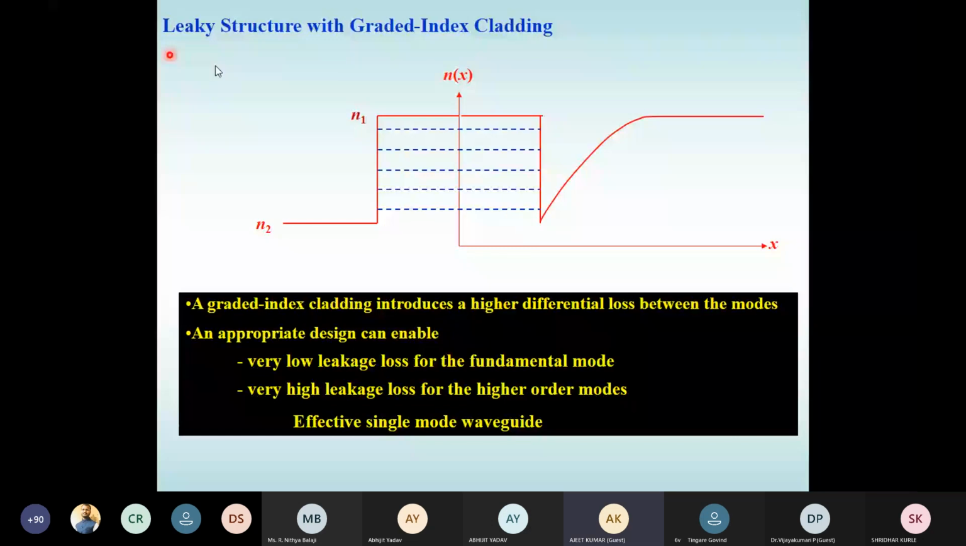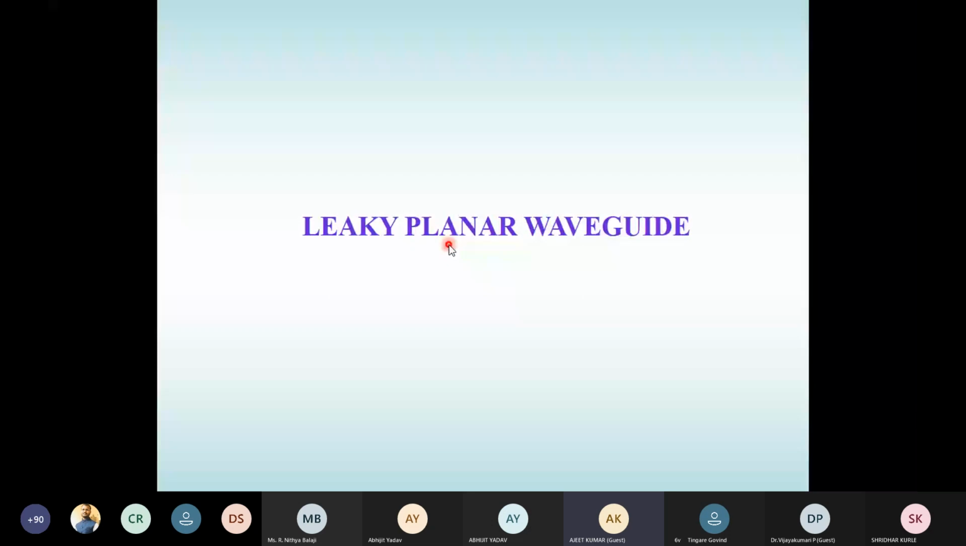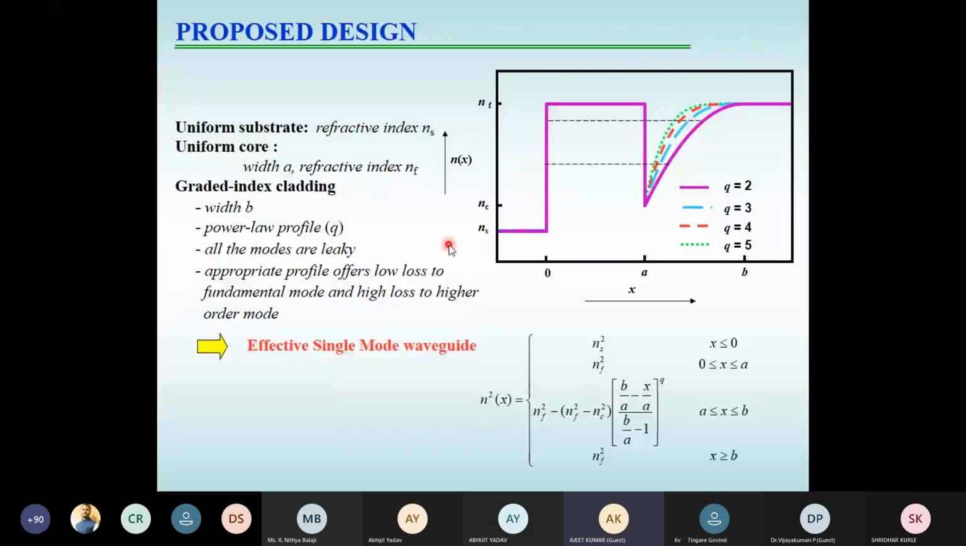So I will start with the planar structure. This is one of the planar structures we have proposed for the waveguide, not for the fiber. This is a 1D waveguide, where the waveguide is basically characterized by the uniform substrate NS, and uniform core, which is characterized by a width of A and refractive index NF. Then we have tailored the refractive index profile of the cladding, which is controlled by a power law profile, which is given over here, and the power law profile looks like this.